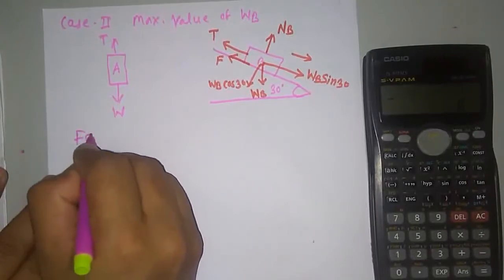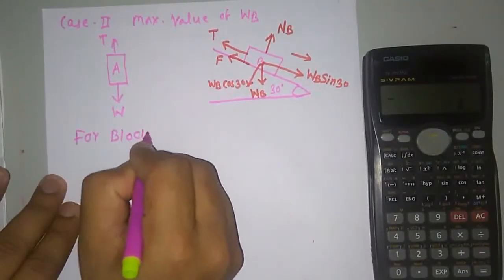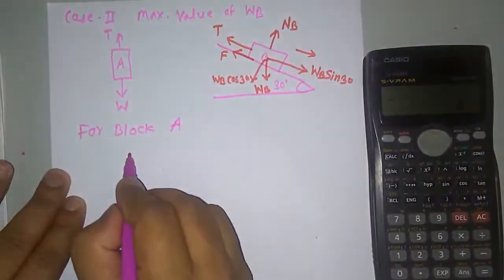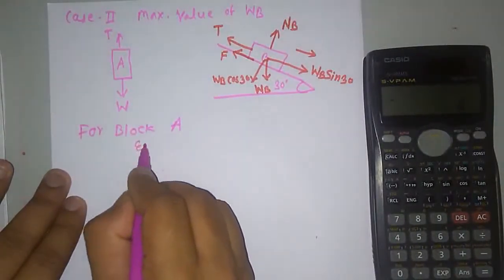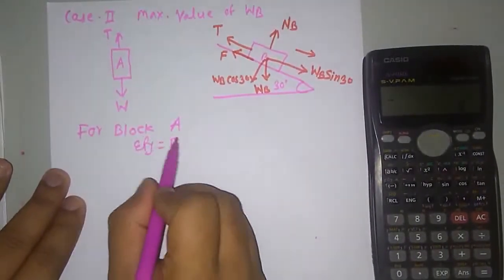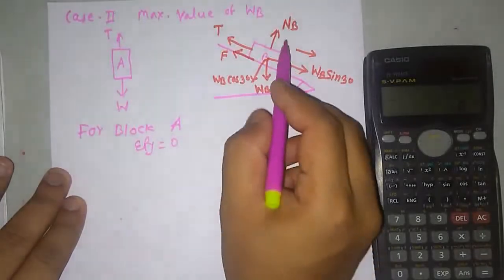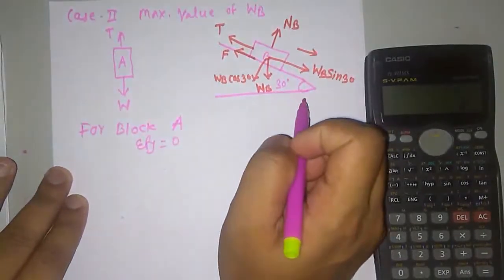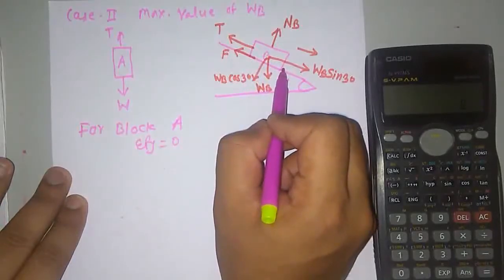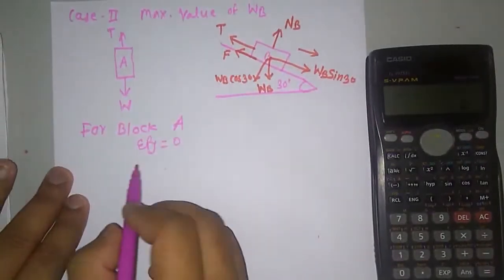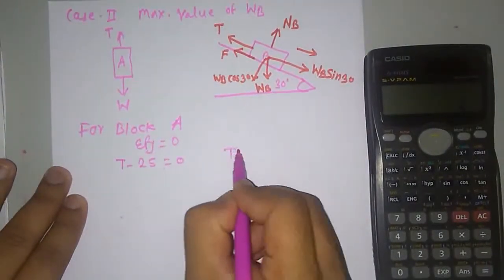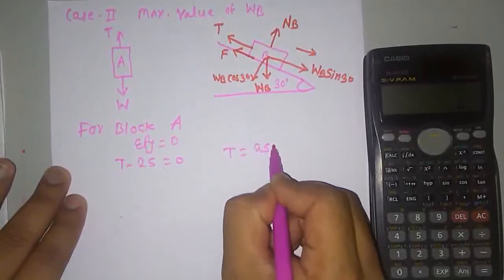First we will calculate for block A. For block A, only two forces are in the y direction, so summation Fy is equal to 0. Why are we taking summation Fy, with summation Fx being 0 here? We are considering this is in equilibrium. In the problem it is given, we need to find the value of block B so that the system is in equilibrium. So T minus 25 is equal to 0, T is equal to 25 Newton.